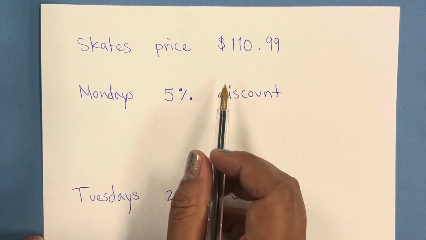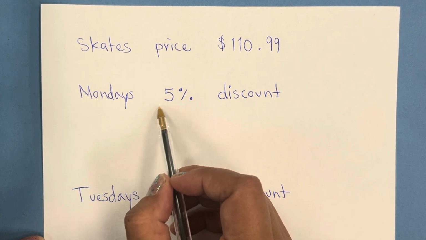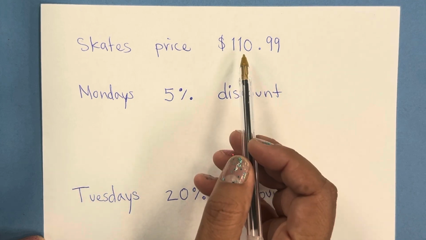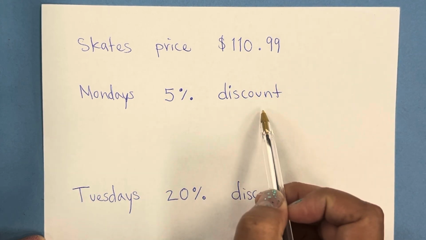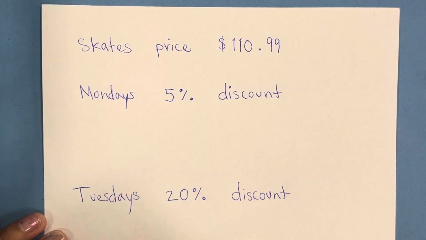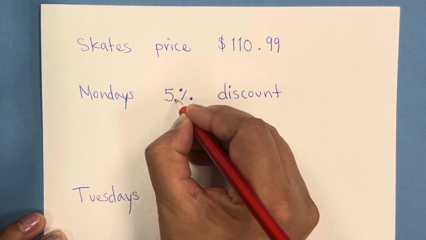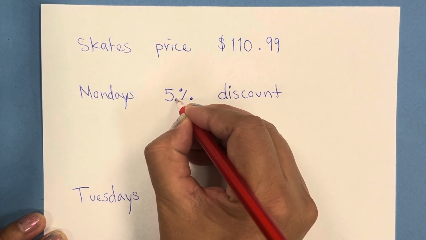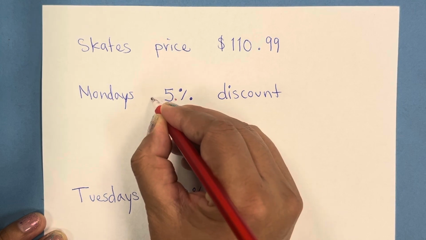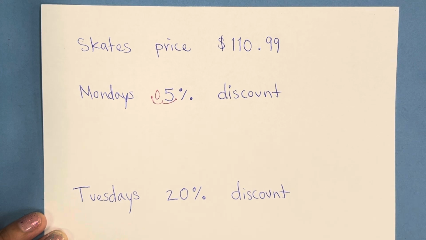The first step is to multiply the percent in decimal form times the price, and that shows the amount of the discount. And then that amount is subtracted from the total cost. In decimal form, you always have to go 2 spaces to the left. So from here, you go back 2 spaces, and then the decimal will be here, and it's going to be 0.05. Let's say that on Mondays, you get a 5% discount.